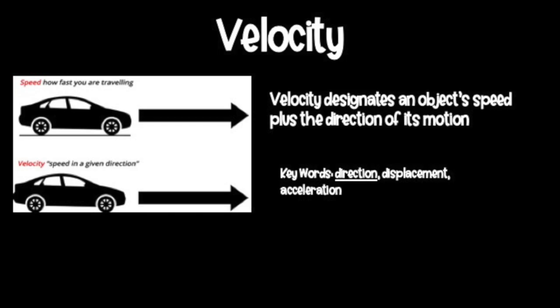Velocity designates an object's speed plus the direction of its motion. Keywords include direction, displacement, and acceleration. So velocity is speed in a particular direction.